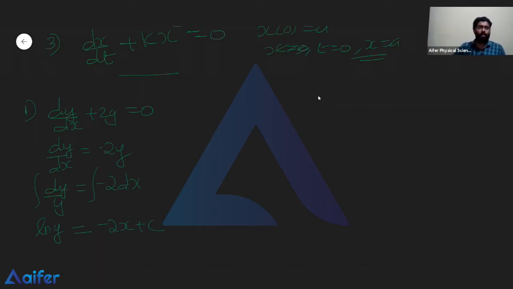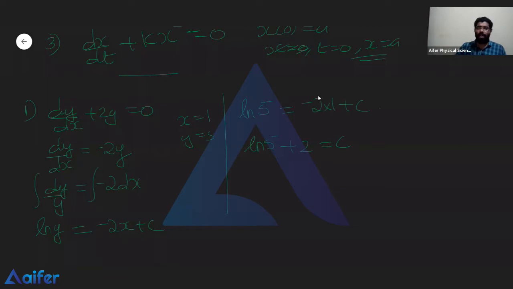Now, if you put the boundary condition, what is the boundary condition? At x equal to 1, your y equal to 5, you will get ln 5 equal to minus 2 times 1 plus c. So ln 5 plus 2 equal to your c. If you use log c, then log c equal to this, that you will get.